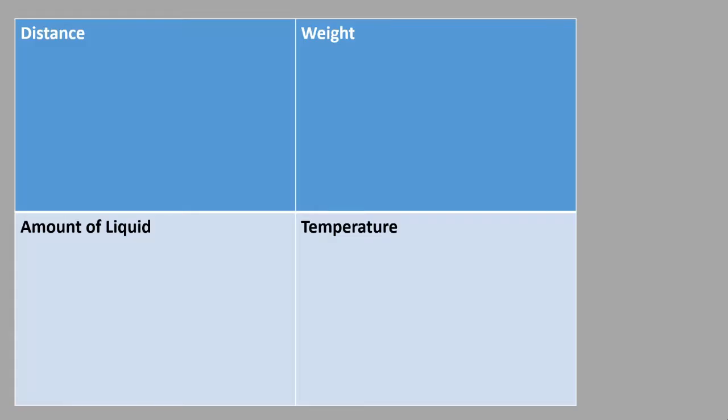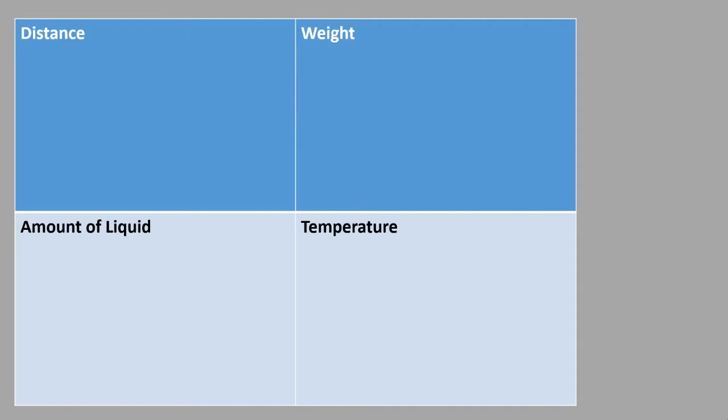Before we can measure anything, and before we can think about the units that we are measuring something in, we need to know what it is that we are actually measuring. Now, there are tons of different things in the world that we could try and measure. But we are going to focus in on 4 different types of measurement, 4 different quantities that we can measure. And those 4 quantities are distance, weight, the amount of liquid, and temperature.